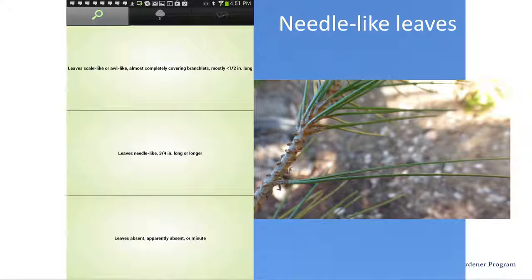Okay, so these are awl-like leaves, but what we have are needle-like leaves. So our answer to the first one, scale-like or awl-like, is no. Needle-like, 3/4 inch long or longer. We remember that. Or leaves absent or minute. So no, we go to this. Needle-like, 3/4 inch long and longer.